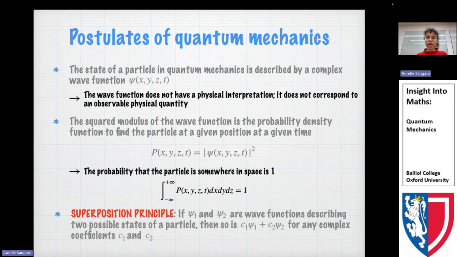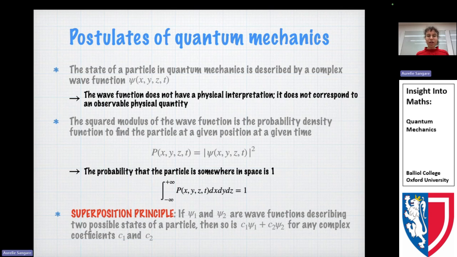Then what you're doing is that you're integrating your probability over the entire space. So you're considering your probability to find your particle at x, y, z at time t for any x, for any y, and for any z. So you're really integrating over space. So this amounts to computing the probability of finding your particle anywhere in space. And that's why this is equal to 1.